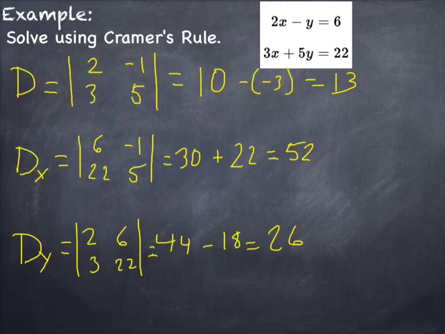To get x, we take Dx and divide it by D, which is 52 divided by 13, which equals 4. To get y, we take Dy over D, which is 26 over 13, which is 2. So my solution to this system of equations is the point 4, 2. And there's your answer.